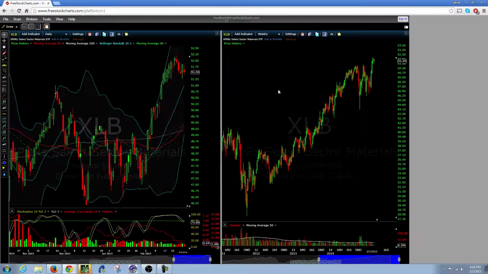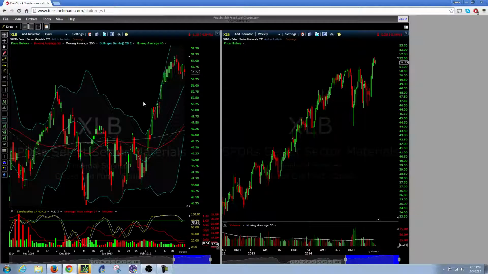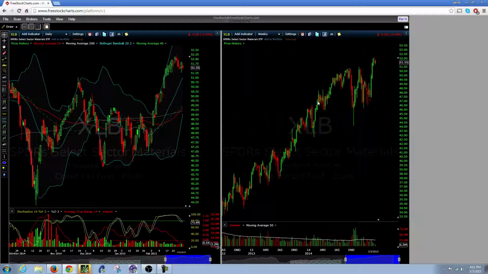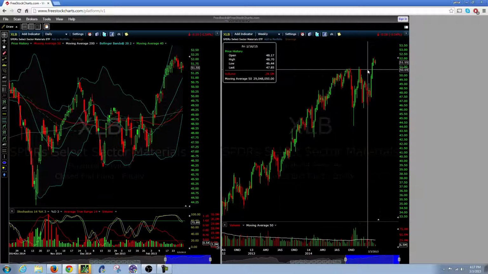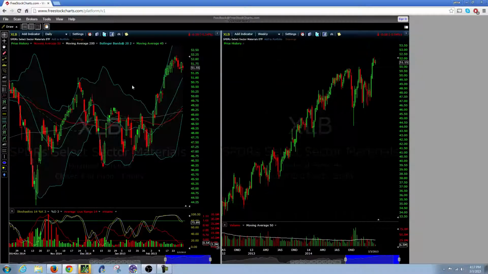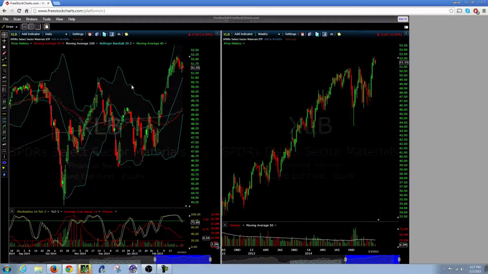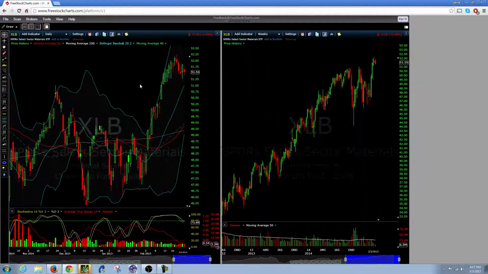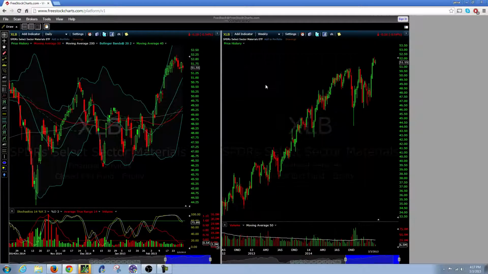XLB, again, same thing, same as the XLI, basing up again here at a nice break of this resistance area in the weekly, which is good, which is definitely healthy for a trend. And nothing wrong with the daily right now, still higher highs and higher lows, right?